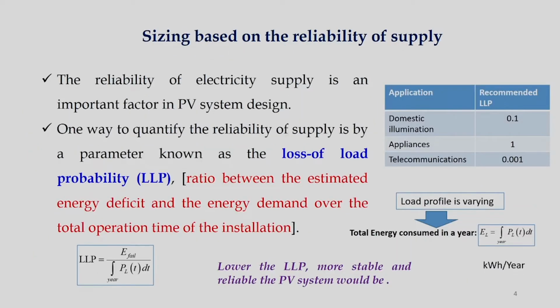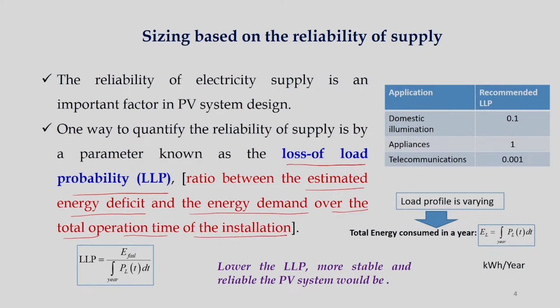Now, let us see what reliability of supply is. We can design the system based on this reliability of supply. The reliability of electricity supply is an important factor in PV system design. One way to quantify the reliability of supply is by a parameter known as loss of load probability, which is LLP. It is defined as the ratio between the estimated energy deficit and the energy demand over the total operation time of the installation.